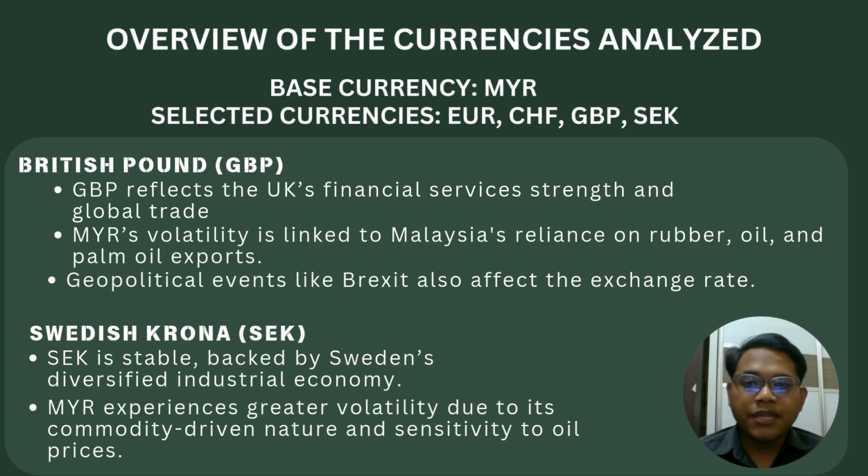Next is the British pound (GBP). GBP reflects the UK's financial services, strength and global trade. Malaysian ringgit volatility is linked to Malaysia's reliance on rubber, oil, and palm oil exports. Geopolitical events like Brexit also affect the exchange rate. Lastly, the Swedish krona (SEK) is stable, backed by Sweden's diversified industrial economy. Malaysian ringgit experienced greater volatility due to its commodity-driven nature and sensitivity to oil prices.